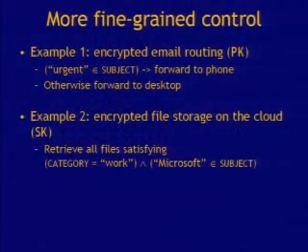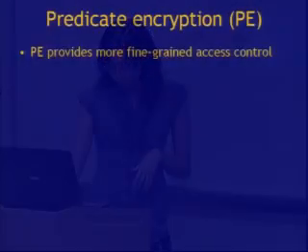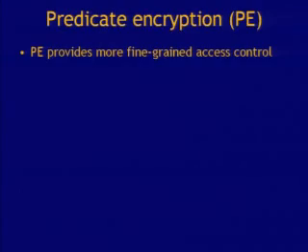As another example, you can imagine that a user is storing her files encrypted on the cloud, and at some later point, she wants to retrieve all the files satisfying a certain predicate. For example, the category equals work, and the subject line includes Microsoft. So predicate encryption is a new encryption paradigm which gives us this more fine-grained access control.